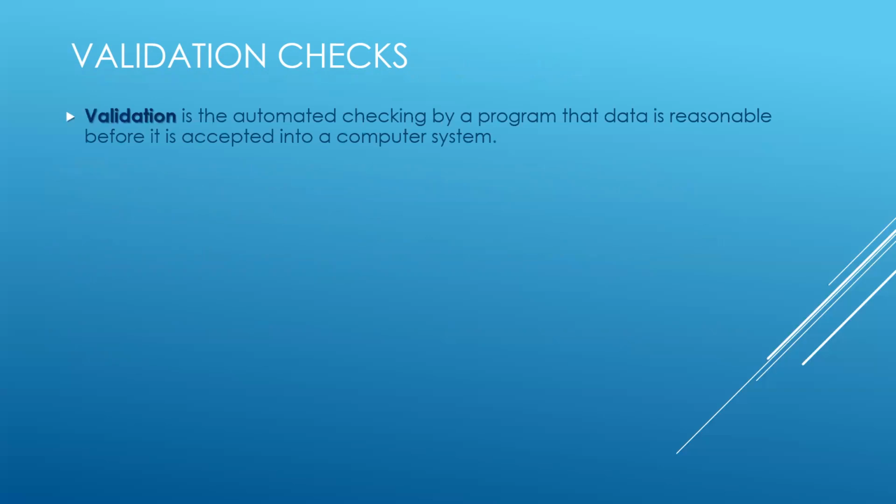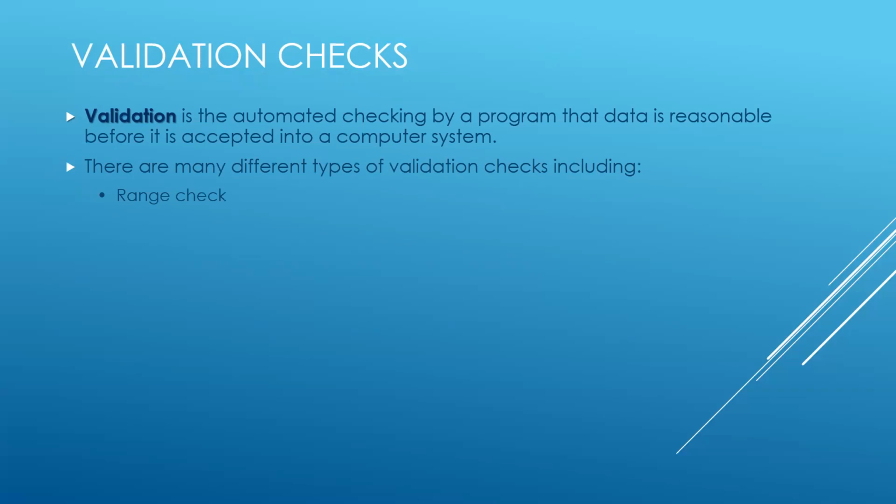Again, the definition is once again the same. Validation is the automated checking by a program that the data is reasonable before it is accepted into a computer system. Automated checking, automatically done by the computer program. There are different validation checks that we need to know. Just the list is coming here.